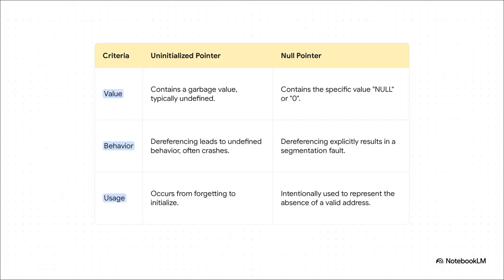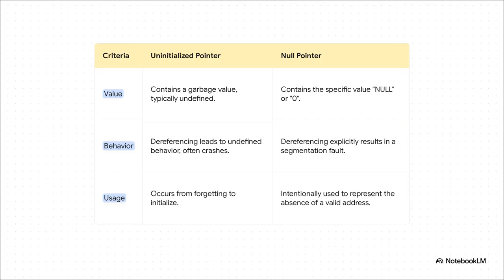And you really need to know the difference between the two main types of bad pointers. First, you've got an uninitialized pointer. This is a pointer that you forgot to give a value to, so it holds some random garbage address, a total unknown. Trying to use it is pure chaos. But then you have a null pointer. This is totally different. This is when you intentionally set the pointer to point to nothing. It's a known, safe state. Now, trying to use it will still crash your program, but it'll do it predictably, which makes finding the bug so much easier.